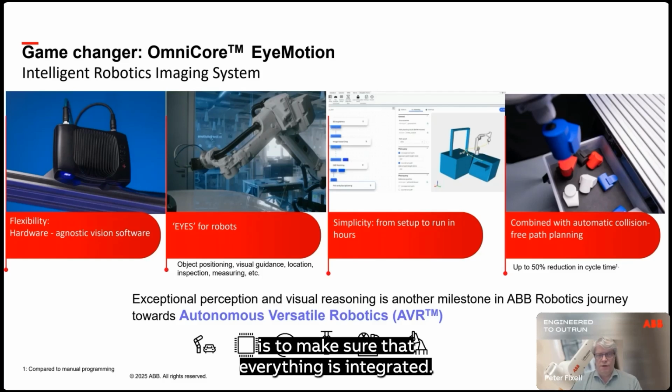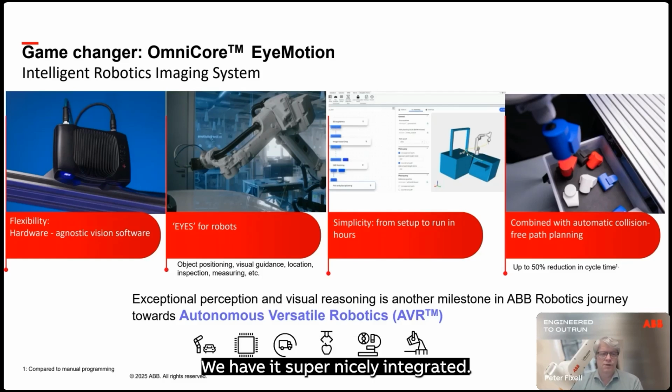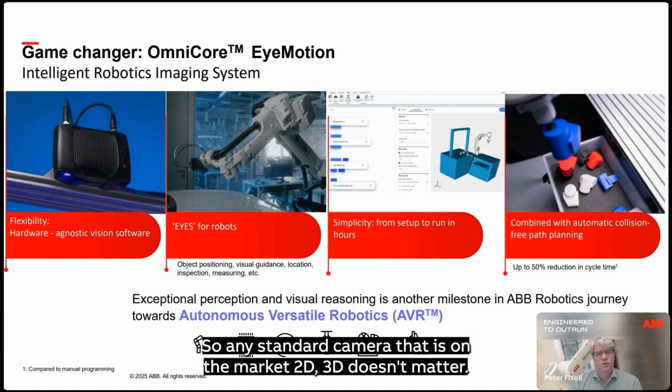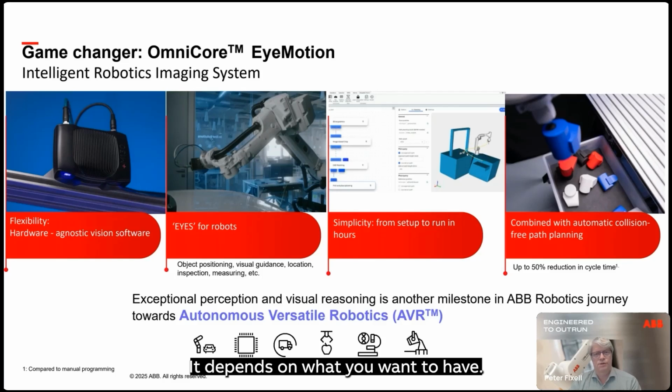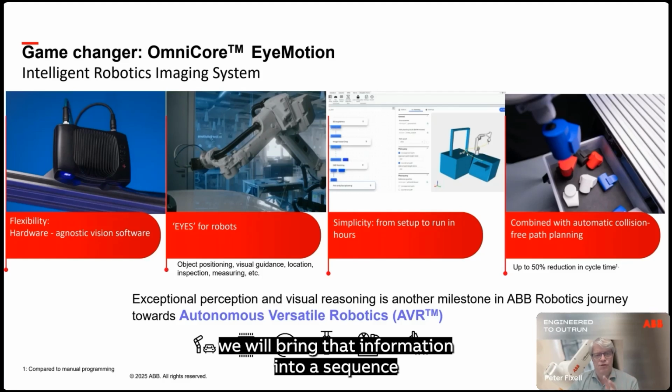So what we have done is to make sure that everything is integrated. We are removing the skill requirements of these engineers. We have it super nicely integrated. So starting to the left, we can use any standard camera. So it doesn't need to be smart cameras. So any standard camera that is on the market, 2D, 3D, doesn't matter. It depends on what you want to have. Resolution, color, monochrome, that is really up to you. When you have those, call it eyes, we will bring that information into a sequence.